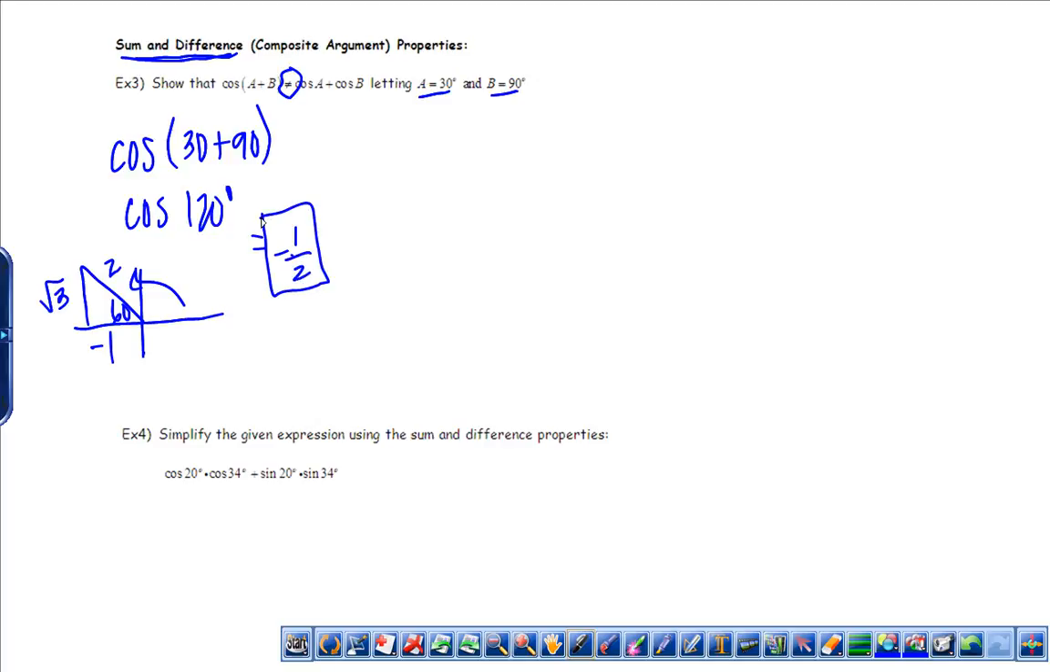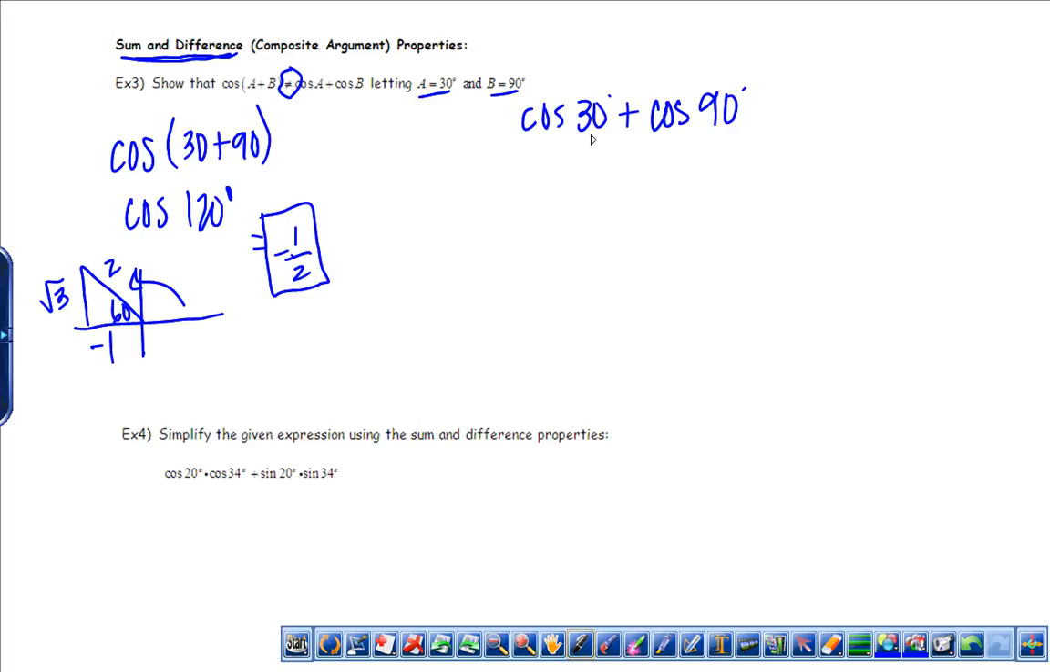You can also check this by all students, so I know cosine is going to be negative right there. Okay, now I'm going to go over here and do the right side of my problem. So cosine of A plus cosine of B. Cosine of A is going to be 30 degrees plus cosine of B, which is 90 degrees.